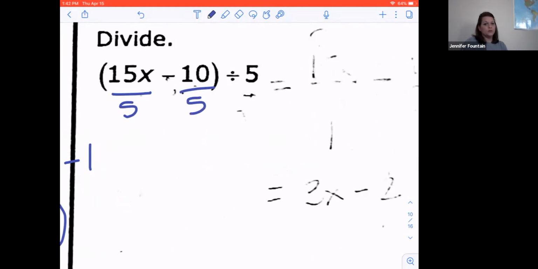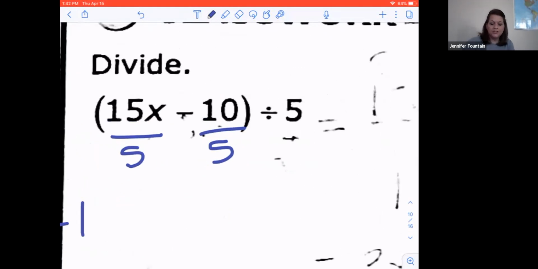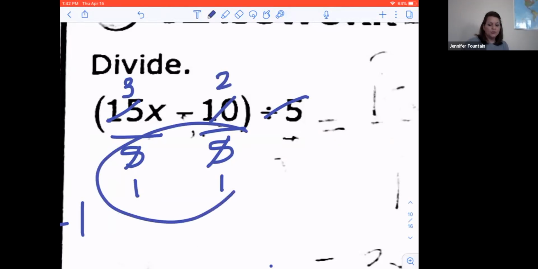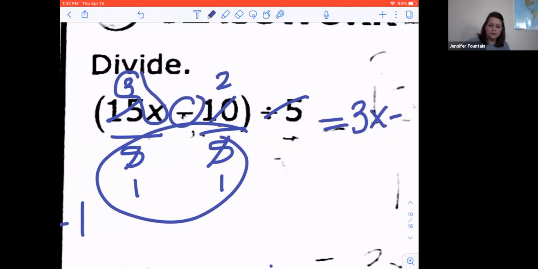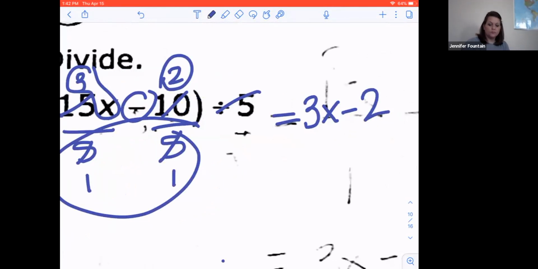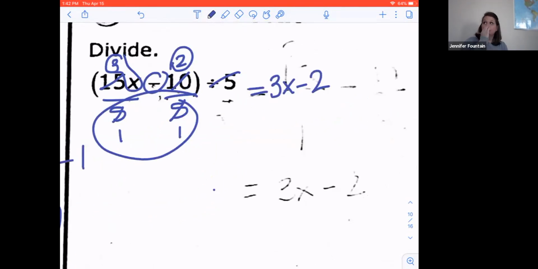Okay? Since I'm dividing both by 5, all I had to do was rewrite it like that. Now I can cancel. 5 divided by 5 is 1. 15 divided by 5 is 3. I have nothing to cancel my x with. 5 divided by 5 is 1. 10 divided by 5 is 2. Since my denominators are just ones, I don't have to rewrite them, and I just write my answer as 3x minus 2. Okay, so I set it up to where I put my 5 underneath each one as a fraction and simplified.